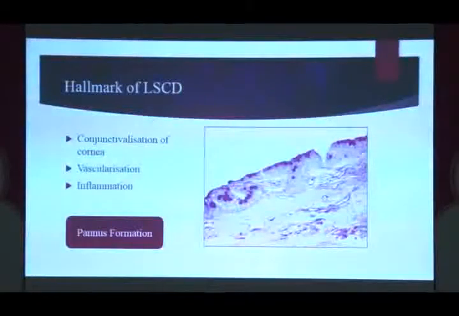So if you look into the hallmark of limbal stem cell deficiency, we all know that there are three signs of it. One, the conjunctivalization of the cornea. This is seen here, you can see very well in this histopathological specimen. You can see this is the pannus which has been removed from the cornea. So we can see the goblet cells lying there. There are vessels, that is the second sign, called vascularization. And third, we can see a lot of inflammatory cells which we see in these conditions.